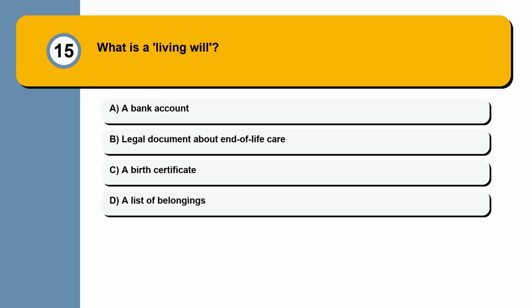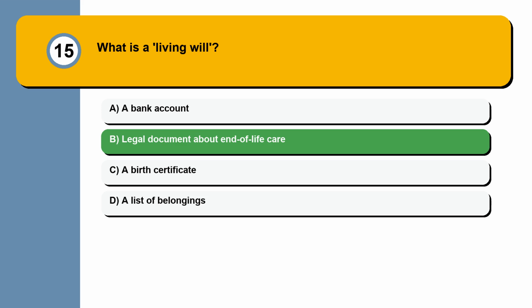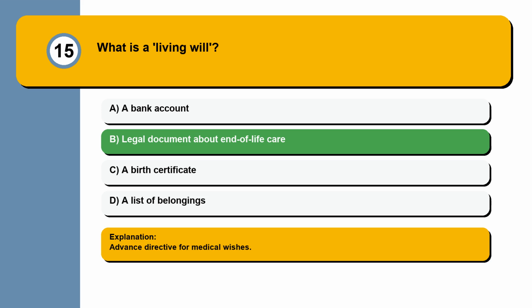Question 15. What is a living will? A bank account. Legal document about end-of-life care. A birth certificate. A list of belongings. Advance directive for medical wishes.